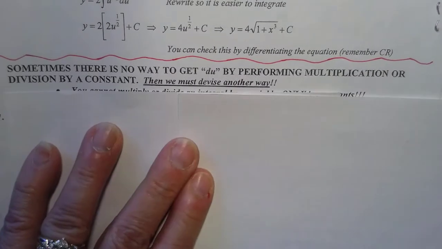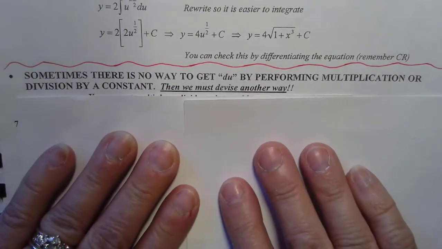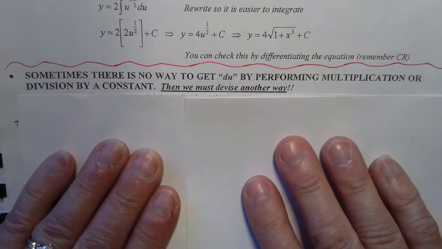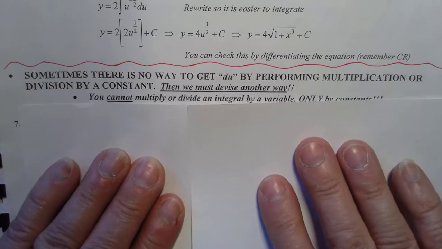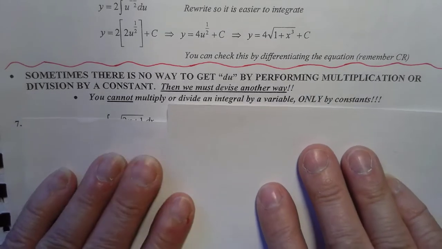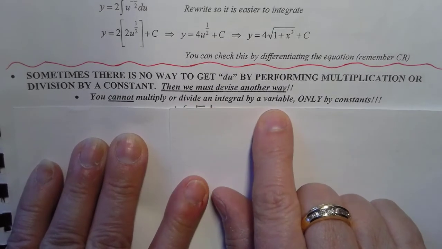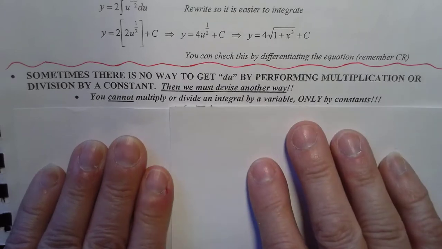Now, sometimes we have a very complicated integrand, and there's no way to get your du by multiplying or dividing by a constant. So we have to come up with another way of doing clever algebra. Okay? Reminder, you cannot multiply or divide an integral by a variable, only by constants. We've talked about that in class.